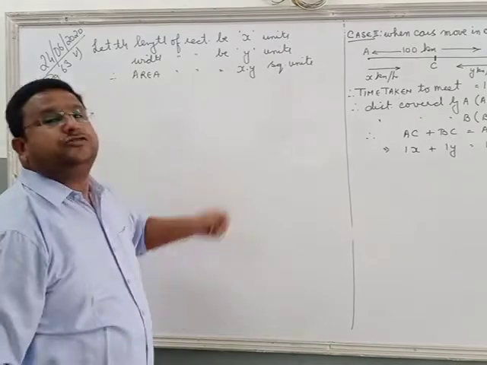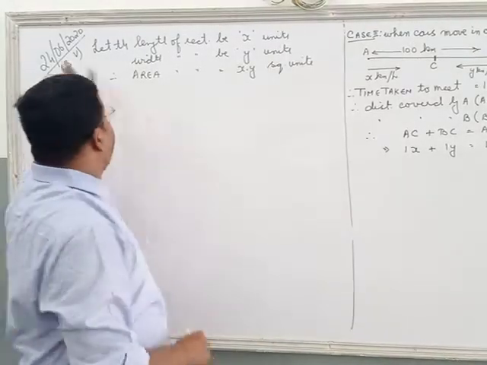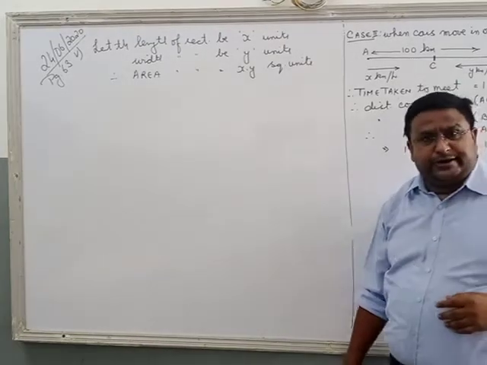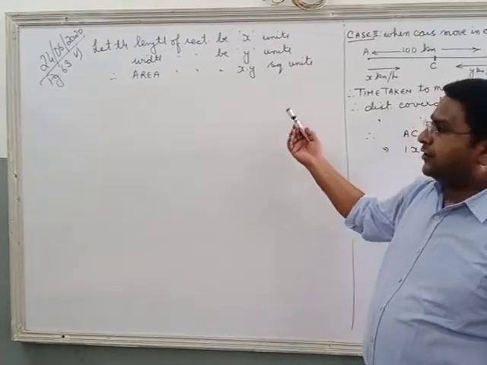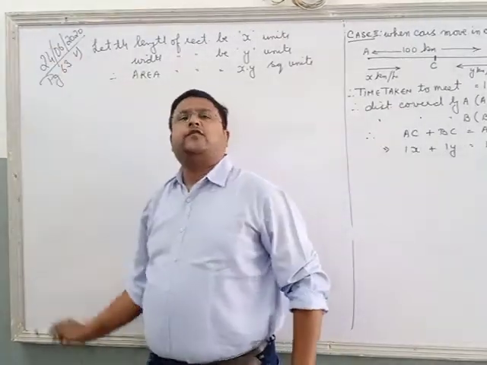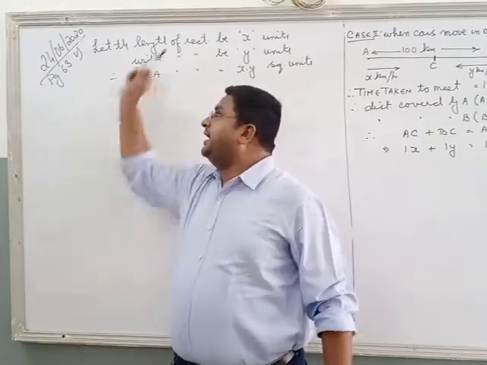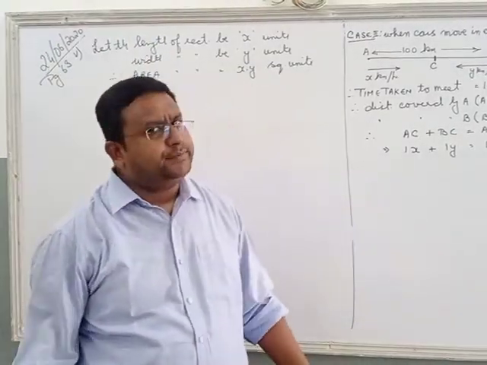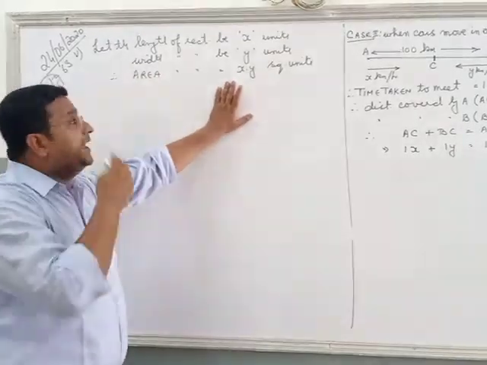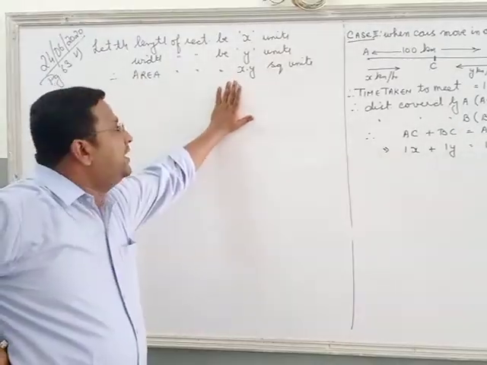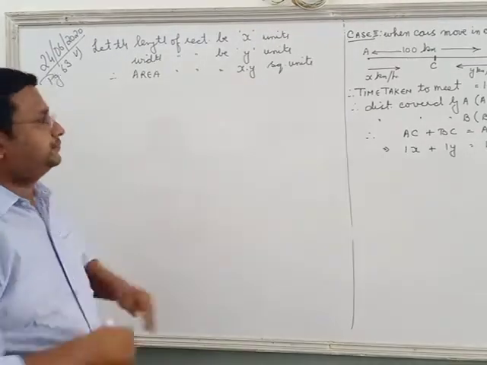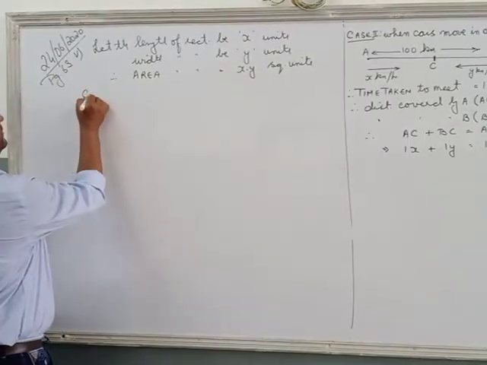If I talk about this board, the length of this board is 8 feet and the breadth is 4 feet. So the area will be 8 multiplied by 4, 32 square feet. Simple. The same way, if the length is x and breadth is y, the area will be xy. Clear? Now see, 2 cases are there.